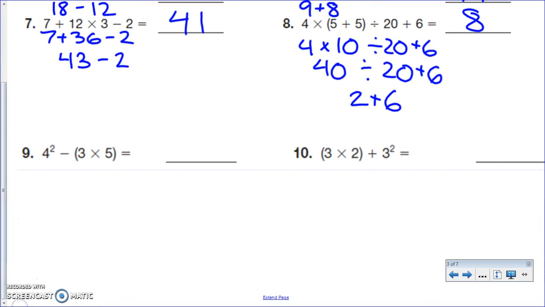For 9, we have 4 squared minus (3 times 5). Now we know parentheses comes first, so we're going to have 4 squared minus 15. Then we need to do our exponents. 4 squared means 4 times 4, so that becomes 16 minus 15. And that, as we know, becomes 1.